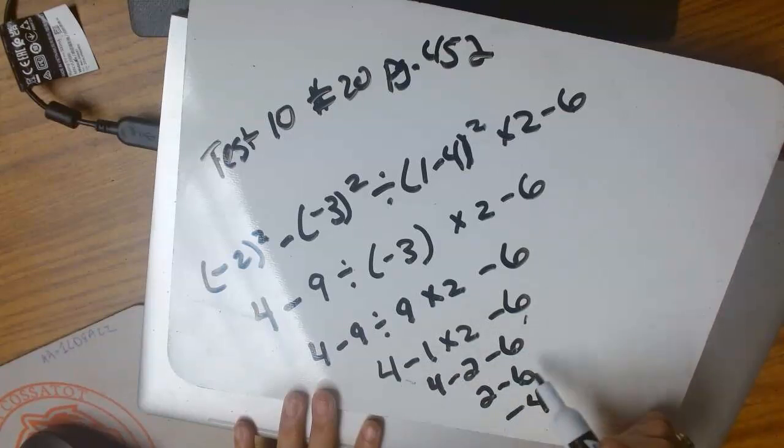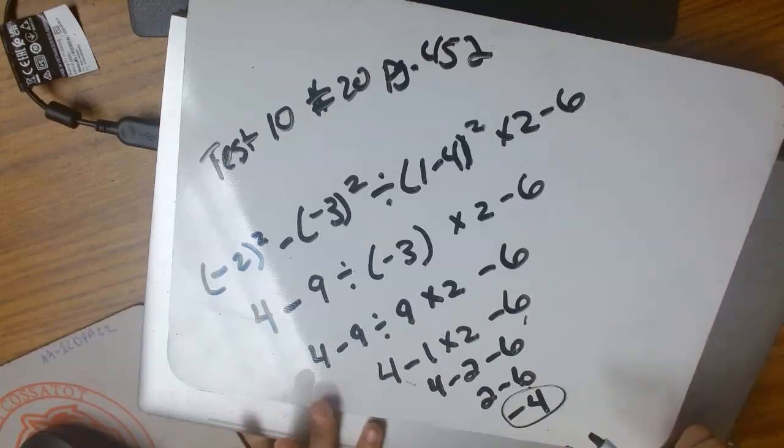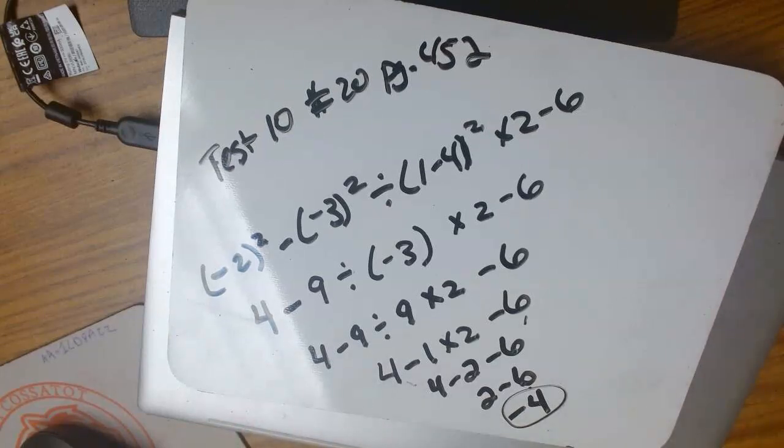And then you keep going. 4 minus 2 is 2, bring down the 6. 2 minus 6 is -4. It is a negative 4 because 6 is negative 6 and 2 is positive.